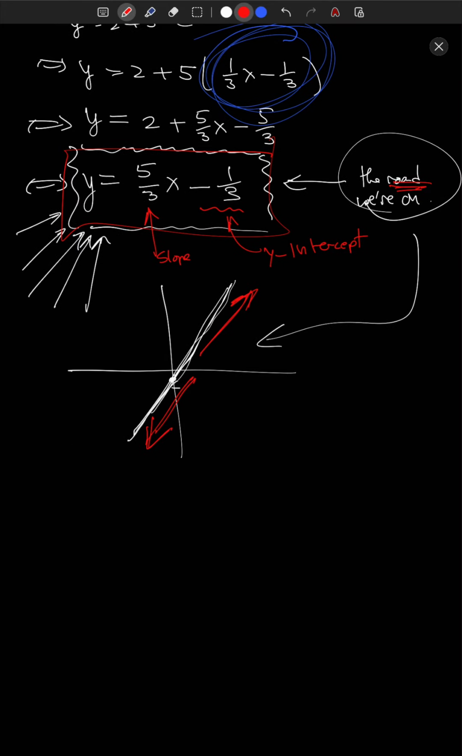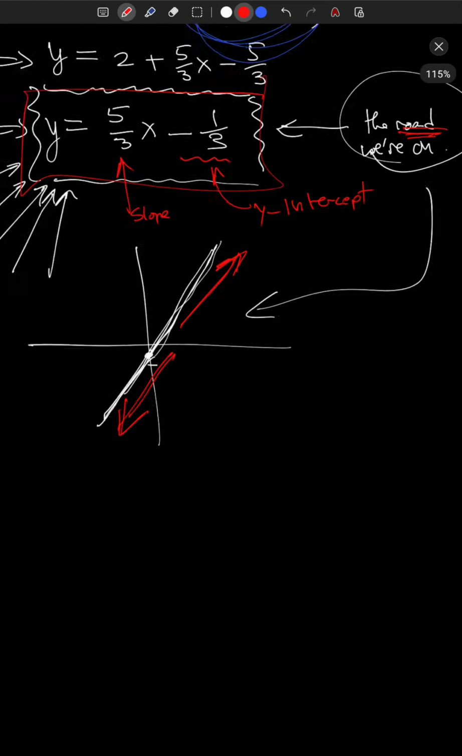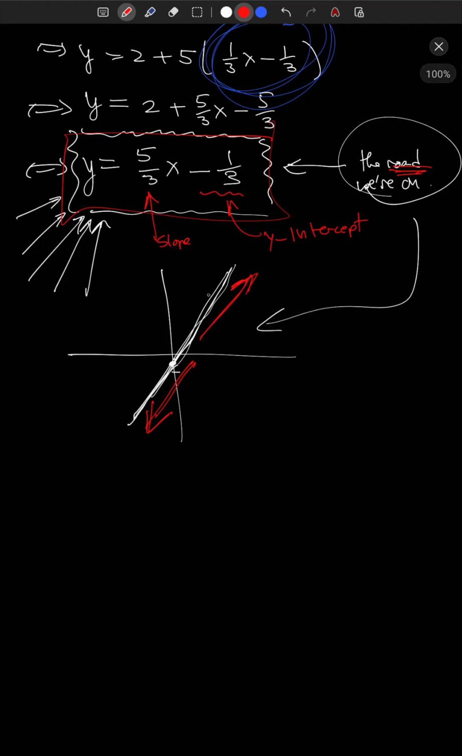However, describing the road we're on is useful because I was able to recognize that this was a line. So now I know I'm driving along a road that is going roughly northeast, southwest.